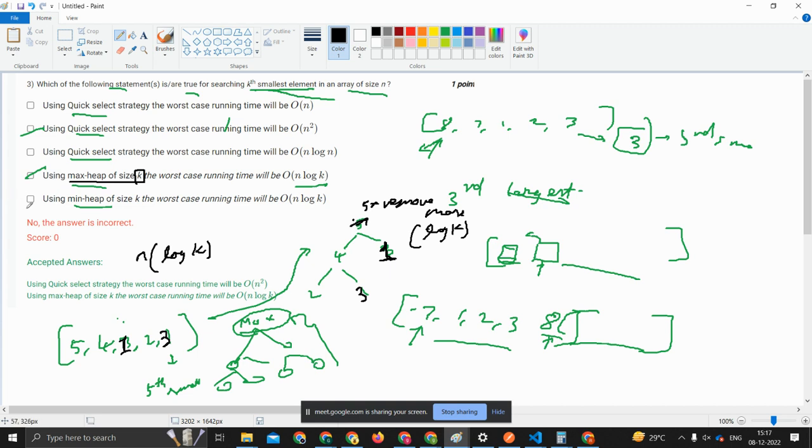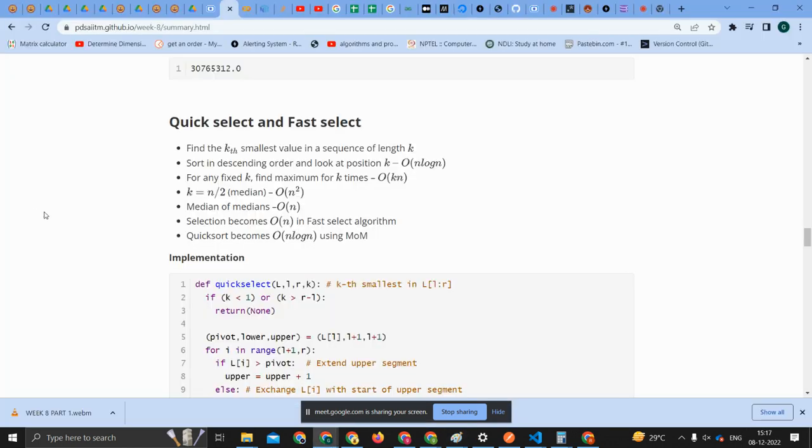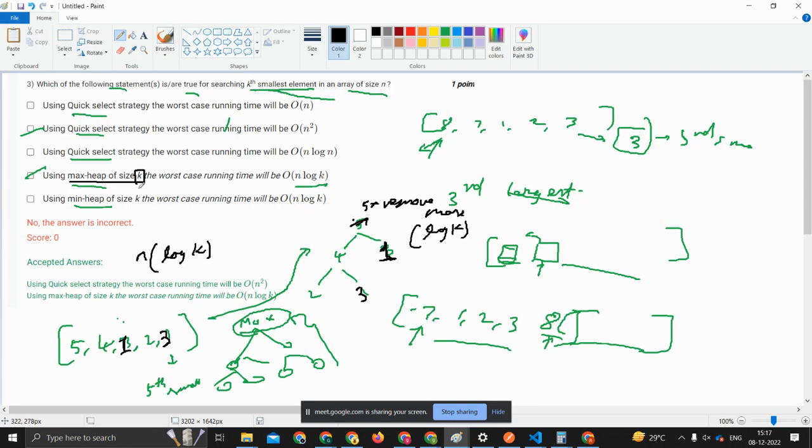Does this work now? Okay. If it would have been the largest element, we would have used a min heap, with the order of n log k. It will be reversed.